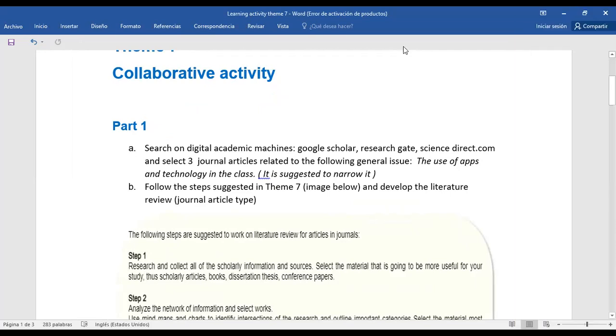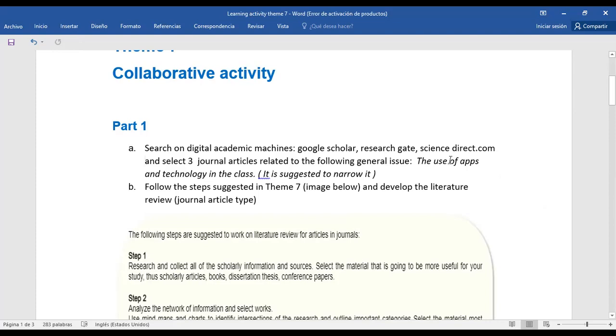Okay. Part 1. A. Search on digital academic machines, Google Scholar, ResearchGate, ScienceDirect.com, and select 3 journal articles related to the following general issue: the use of apps and technology in the class. It is suggested to narrow it. Okay. Only that.